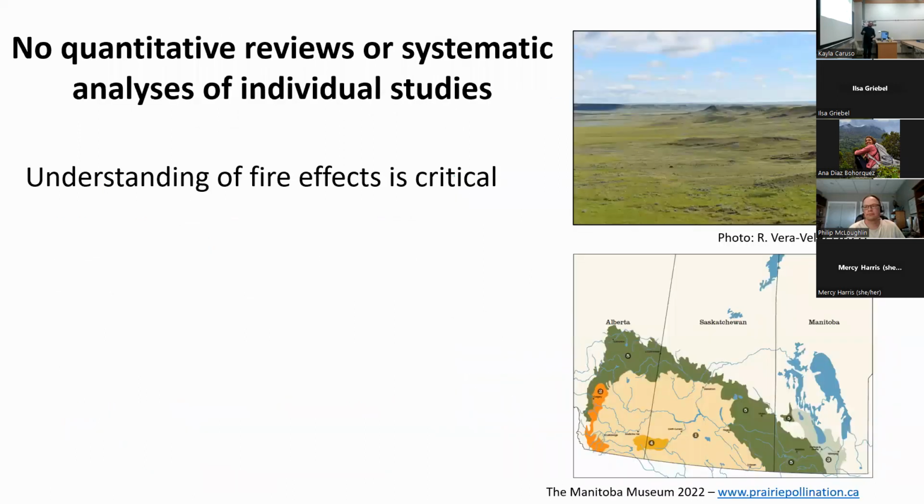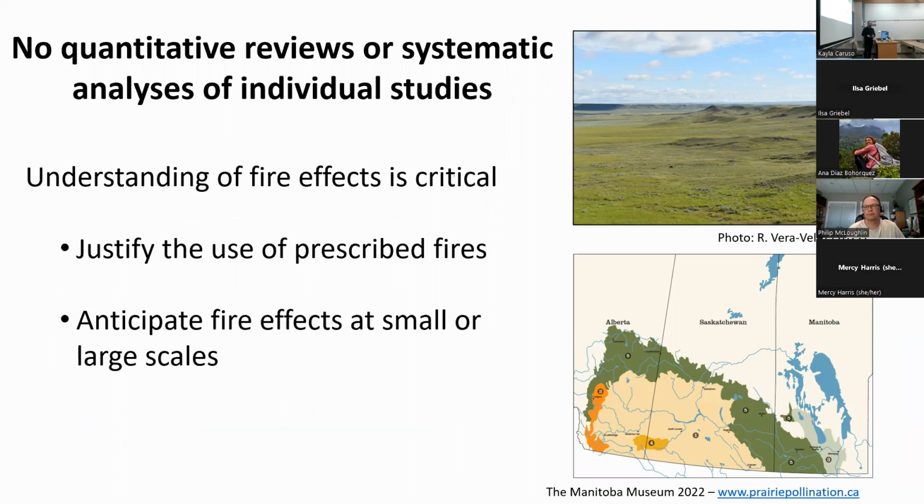However, there are no quantitative reviews or systematic analysis on those individual studies. And that is critical because we need to understand the effect of fire at larger scales. That helps us to justify the use of prescribed fires, anticipate those fire effects at small or large scale, so we can predict what could happen after we conduct prescribed fires, and also determine the appropriate time intervals between fires. So we can use that information for that.